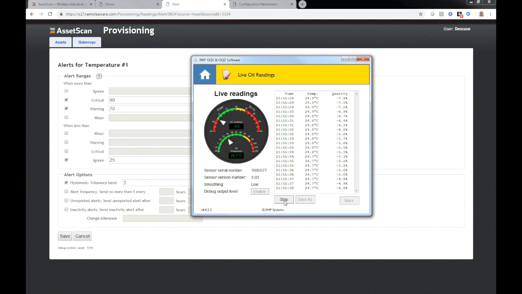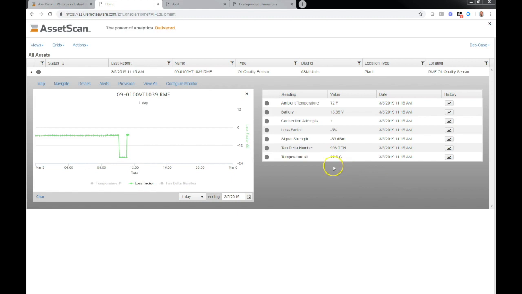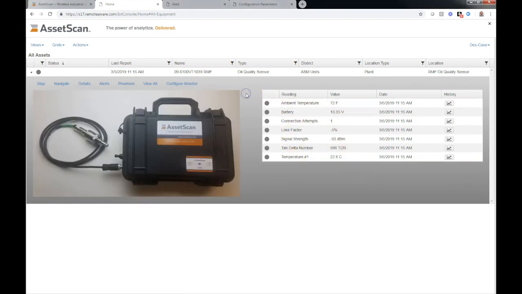And you see it coming in at minus 4.8, minus 4.7%, and minus 4.6, and it's beginning to plateau out at about minus 4.5, 4.4%. So that completes our video of demonstrating the RMF Systems by Discase oil quality sensor connected to AssetScan, beaming the data to the cloud for trending and alerting.